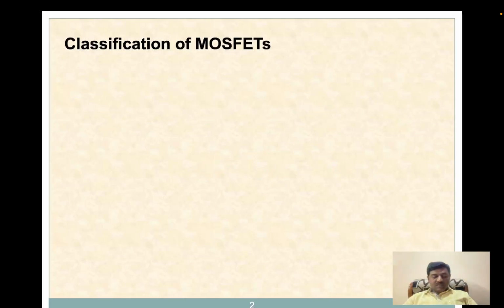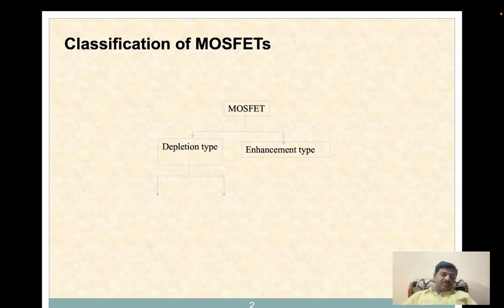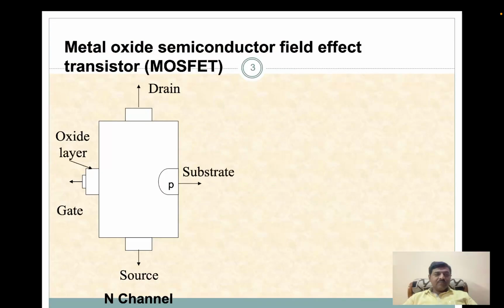Before coming into MOSFETs, first let us see the classification of MOSFETs. MOSFETs are classified into two types. The first one is depletion type, another one is enhancement type. Again, depletion type MOSFET is classified into P channel and N channel. Coming to the enhancement type, MOSFETs are again classified into P channel and N channel. So let us see in detail what is meant by a MOSFET, what is a depletion type and what is enhancement type. This is how a MOSFET looks like.